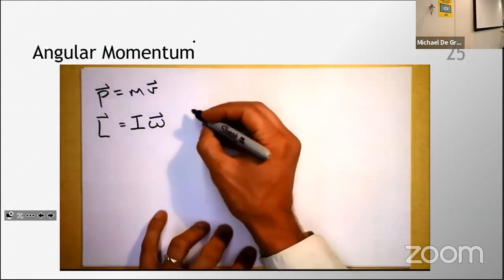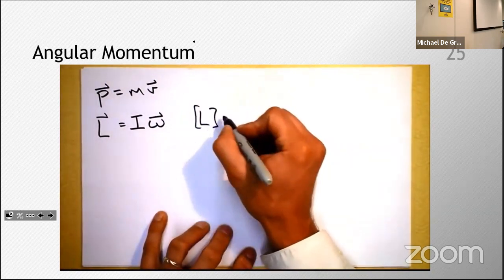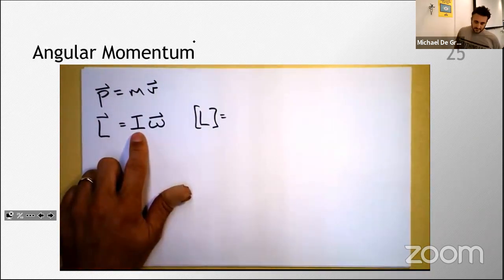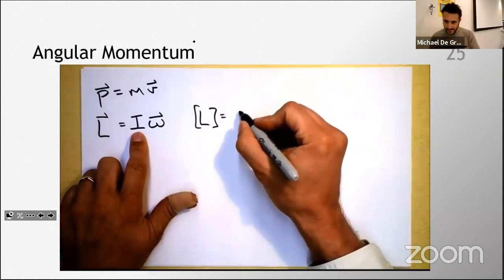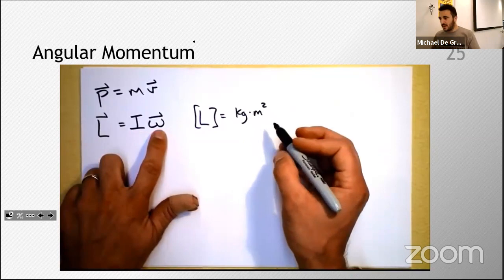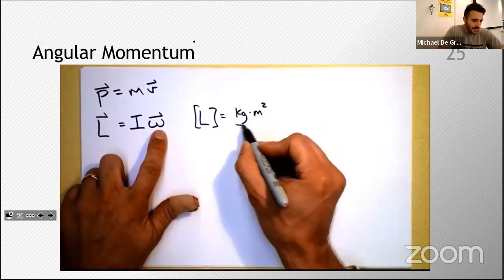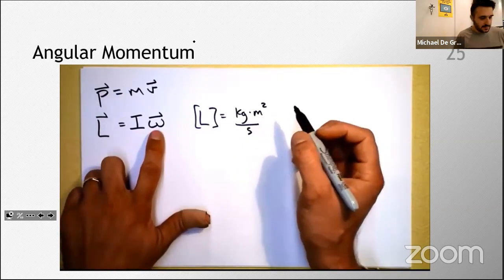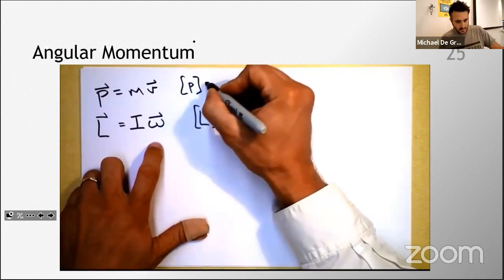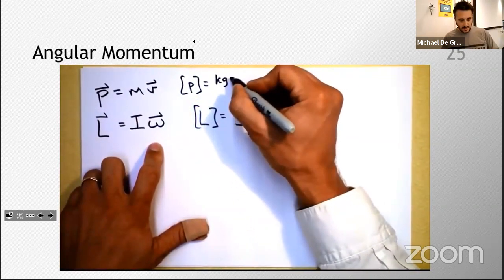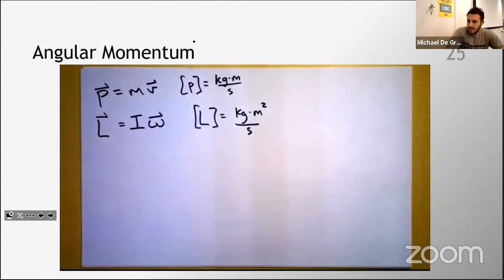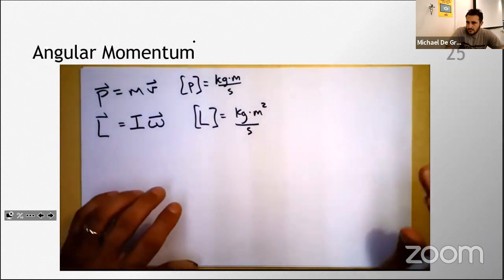And look at these units. The units of L are the units of the moment of inertia, which is mass times distance squared. So we've got kilogram meters squared, and then we're dividing by seconds: kilogram meters squared per second. Interesting. And the units of linear momentum, the units of P, are just kilogram meters per second. Kilogram meters squared per second versus kilogram meters per second. Okay, that's fine.